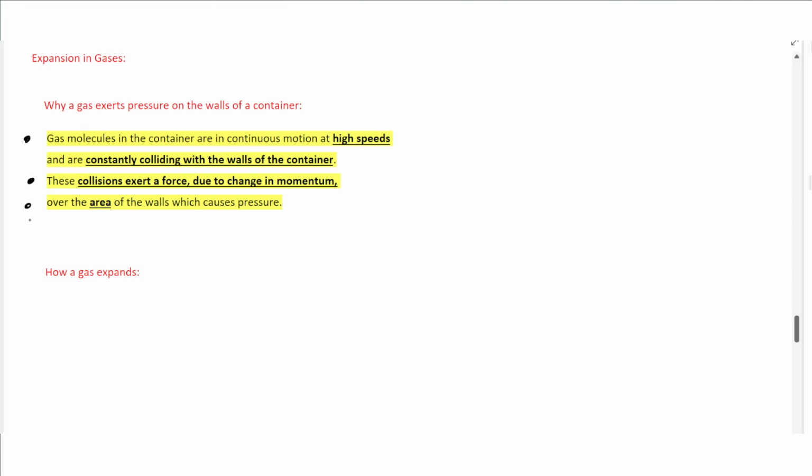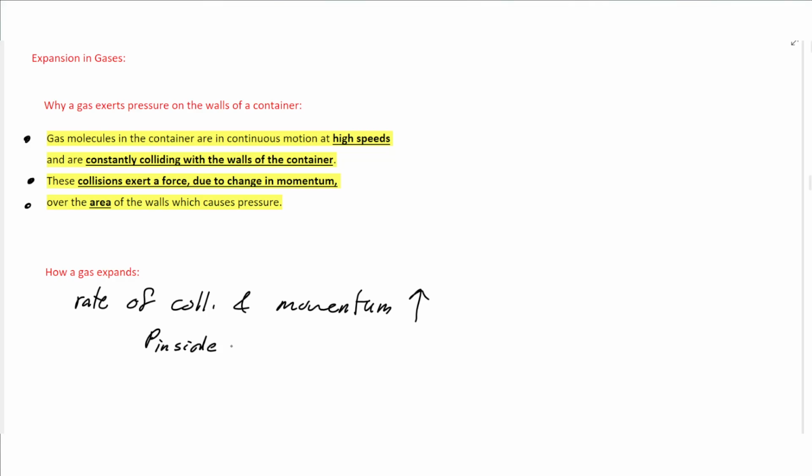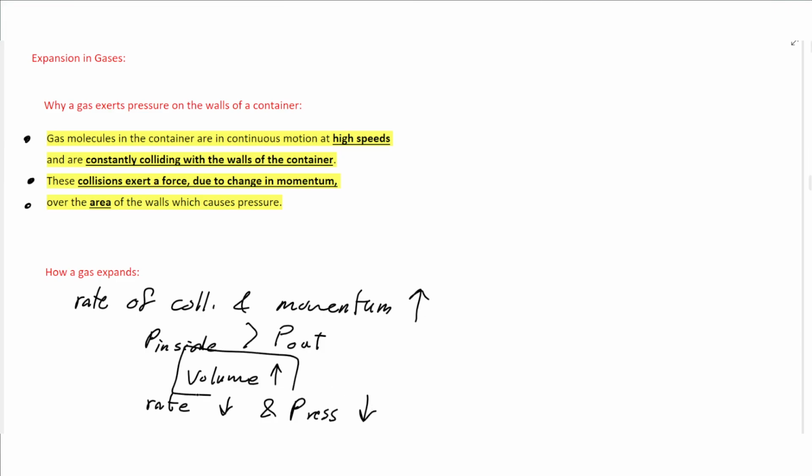But how does gas expand? If you have a container that is elastic, for example like a balloon or something that can expand, if temperature increases, the rate of collisions increases. So the rate of collisions and momentum increase. This increases the pressure inside the balloon or inside the container. So the pressure inside the container will be greater than outside the container. So there will be a resultant force outwards, so the volume increases. But when volume increases, the rate of collisions decreases again, and the pressure decreases again. But in general, when temperature increased, the volume increased.